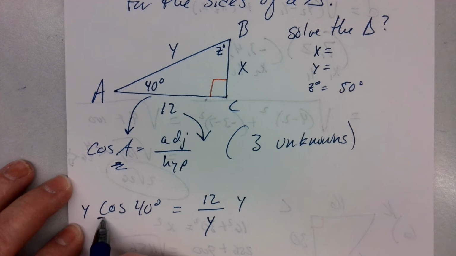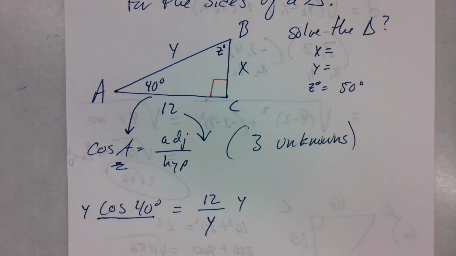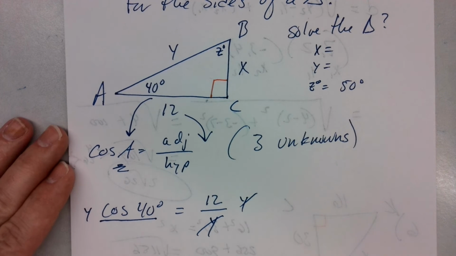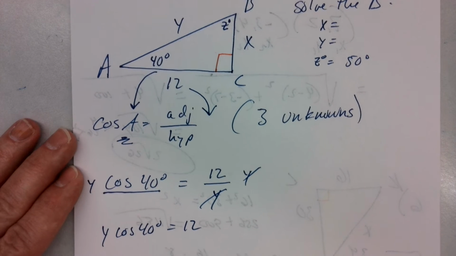These two things are attached at the hip. They go together. You can't ever change them. It is the cosine of 40 degrees, which is just some other number. Your calculator will do that work for you, which is why it's important to have a calculator. Now, over here, my y's reduce out, right? And I'm going to get y cosine 40 degrees is equal to 12.